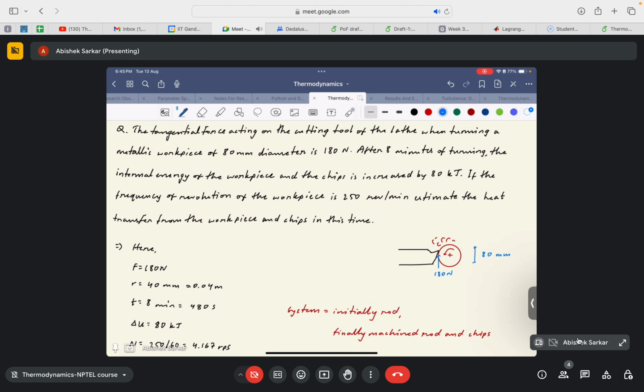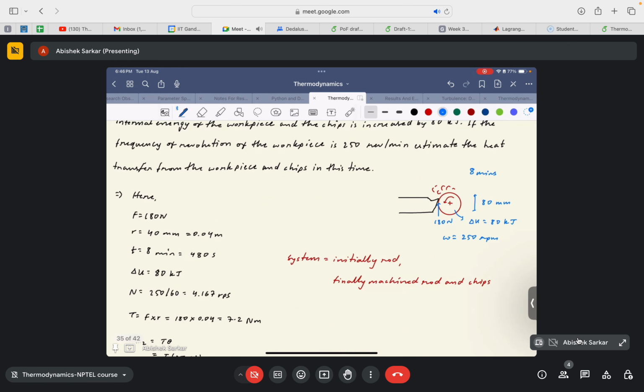So after 8 minutes of turning, the internal energy of the workpiece and the chip is increased by 80 kilojoules. After 8 minutes of rotating this workpiece on the lathe, the internal energy increases by 80 kilojoules, so it is positive. If the frequency of revolution of the workpiece is 250 rpm, that is, the angular velocity of this workpiece is 250 rpm, estimate the net heat transfer from the workpiece and the chips in this time.